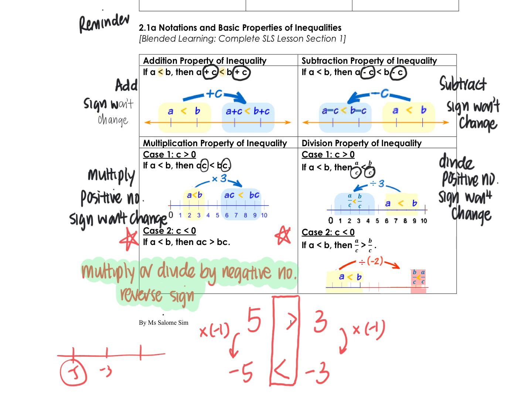And then if we go to the next page, there is this thing called the transitive property of inequality.